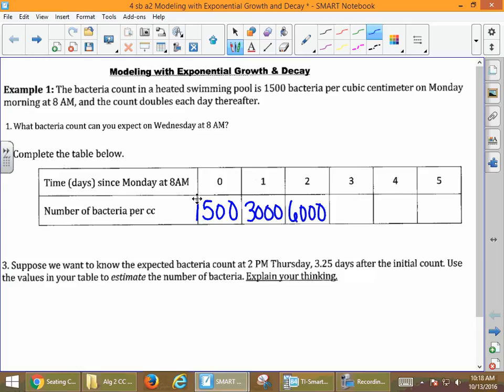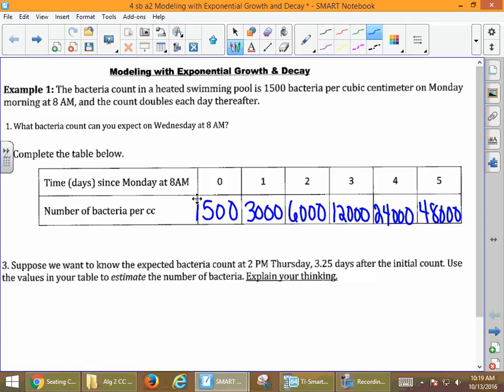And on Thursday, we're going to double again, and we get 12,000 cubic centimeters of bacteria. And then on Friday, it doubles again: 24,000. And finally on Saturday, we double one more time. We don't stop here, but that's all that we've got in our chart here. We've got 48,000 cubic centimeters of bacteria.